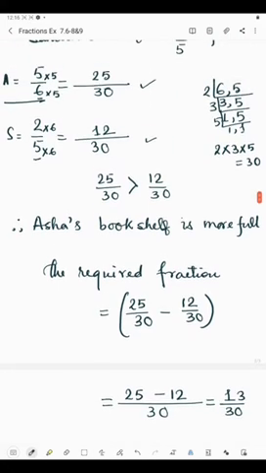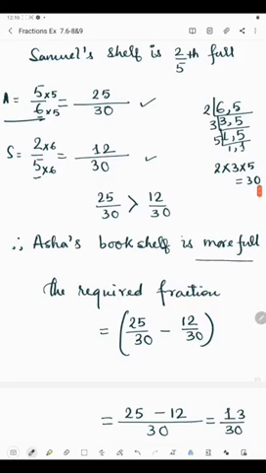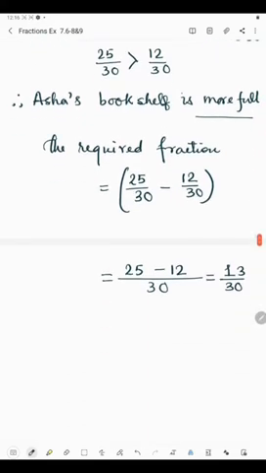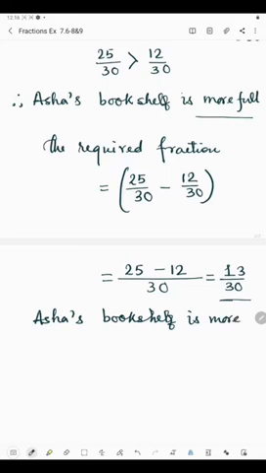So what we have observed is that Asha's bookshelf is more full, and by what fraction it is more? It's 13 by 30. So we will write Asha's bookshelf is more full by 13 by 30. Okay, now coming to the next question.